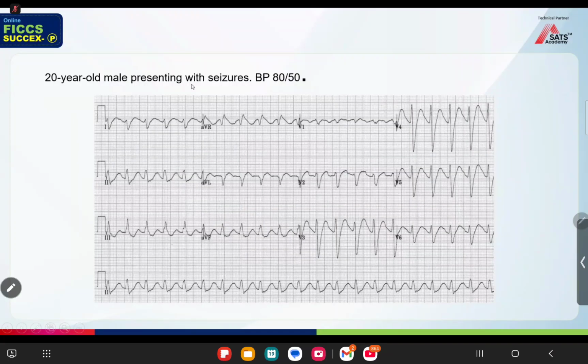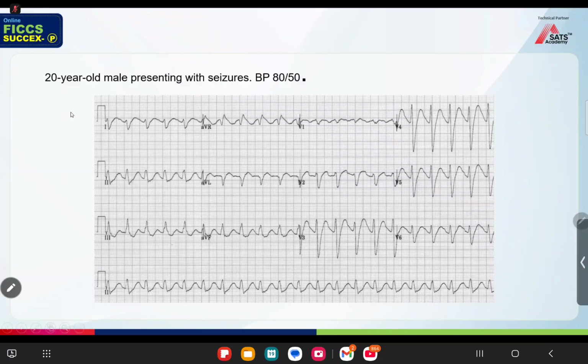This is a 20-year-old male presenting with seizures and BP is 80/50. Hypotension is there along with that seizure. And you see the Q and T, P and T are also very small. Along with that, there is broad QRS complex. Broad QRS complex plus positive R wave in aVR. That is sodium channel blockade. Not hyponatremia, sodium channel blocking, then overdosing, then you can see these kinds of ECGs.